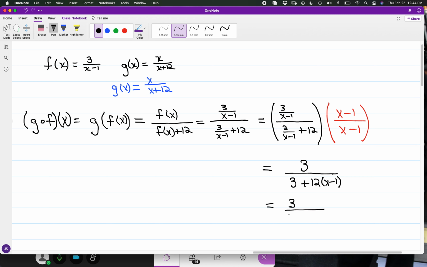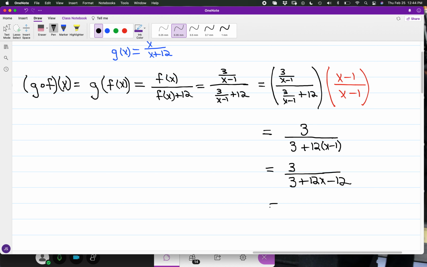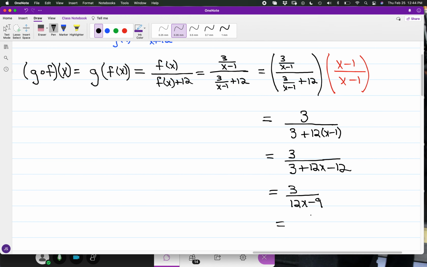Narrowing it down, you have 3 over 3 plus 12x minus 12. Following through, we have 12x, and 3 minus 12 will be negative 9. So you have 3 over 12x minus 9. I can also simplify this ratio because 3 will go into 12x and negative 9. So the simplified result is 1 over 4x minus 3.